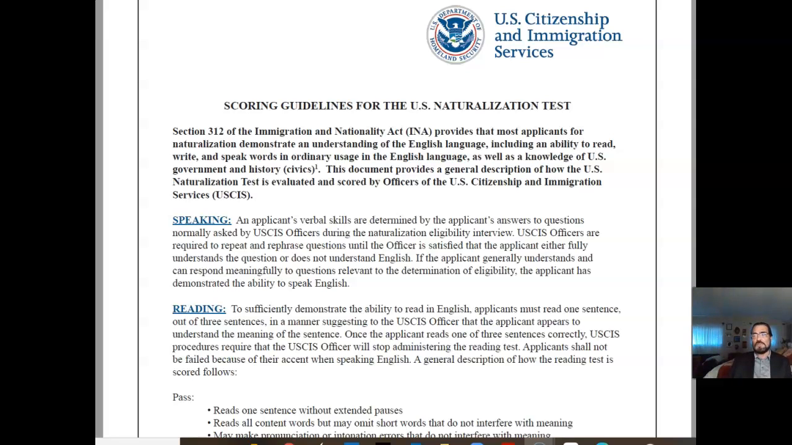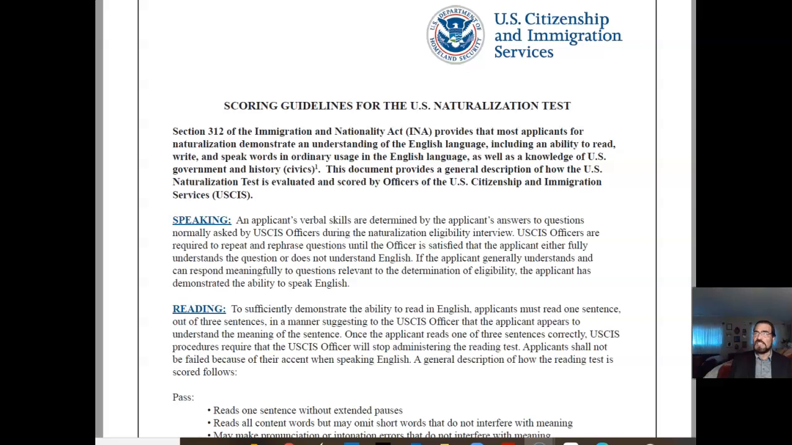To sufficiently demonstrate the ability to read in English, applicants must read one sentence out of three in a manner suggesting to the USCIS officer that you appear to understand the meaning of the sentence. Once you read one of three sentences correctly, the officer will stop administering the reading test. Applicants shall not be failed because of their accent while speaking English.